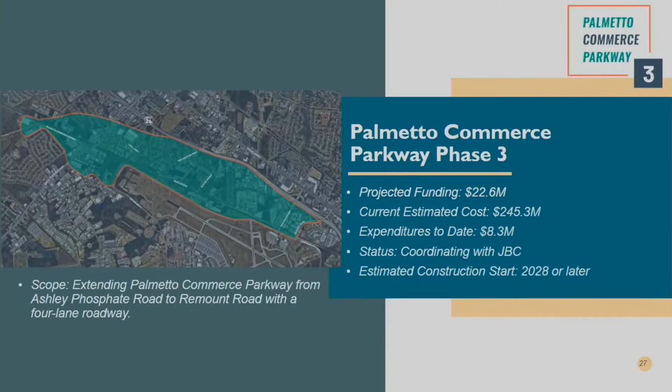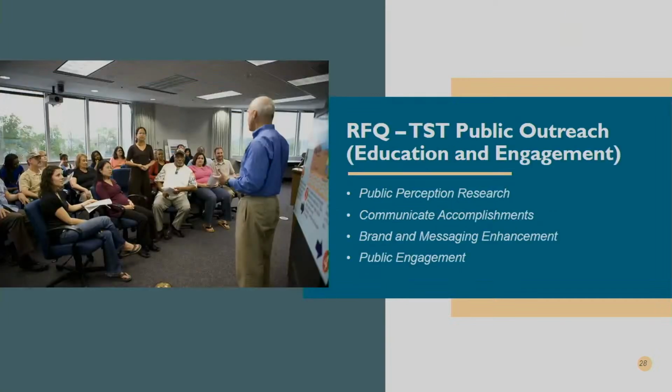Palmetto Commerce Parkway Phase 3. This is probably our most complex project given the overlap with the clear zone and the runways at the airport, the need to acquire easement from the federal government on their property adjacent to where our road will kind of loop around the airport there. But we're in close coordination. We meet bi-weekly with Joint Base Charleston, continuing to push this project forward and get those agreements in place. That summarizes all of our projects.